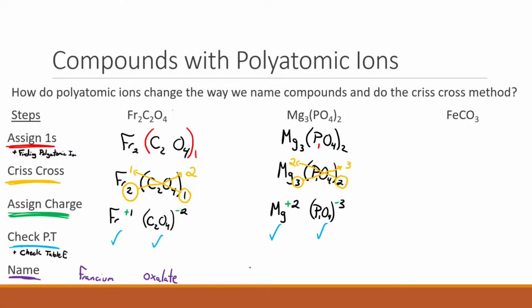And so we move on and we say magnesium. No Roman numeral necessary because magnesium only has one option. And then right off of table E, phosphate, the name of the PO4 polyatomic ion.